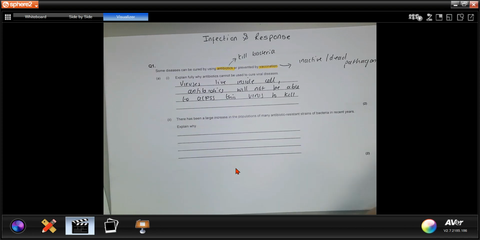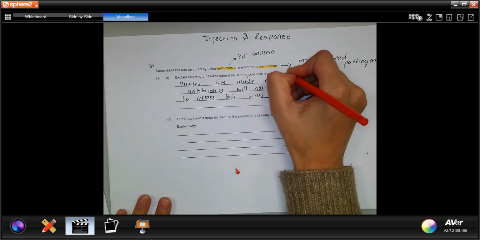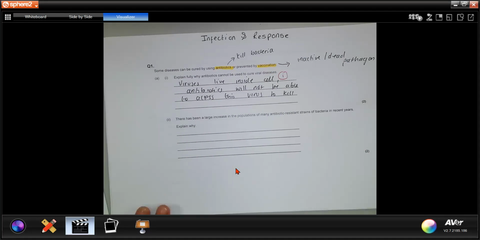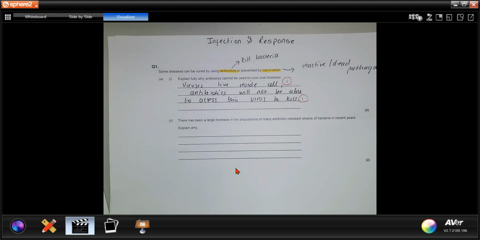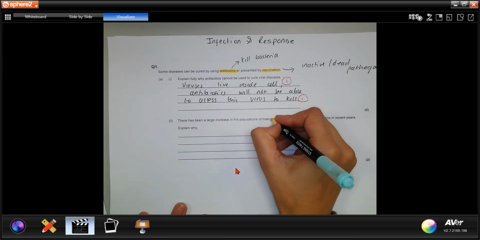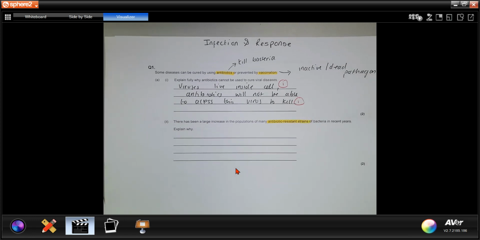It's a 2-mark question, so you will get a mark for just recognizing that viruses do live inside a cell, and you get a 2nd mark for then understanding that the antibiotic will not be able to access the virus inside the cell. Part 2 is asking us about antibiotic resistant strains. So there has been a large increase in the populations of many antibiotic resistant strains of bacteria in recent years. Antibiotic resistant strains, these are bacterial strains that are not going to be killed by the antibiotics.